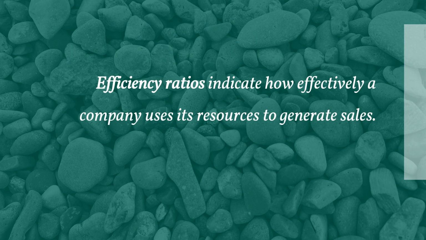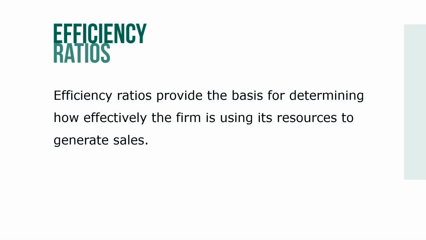Efficiency ratios indicate how effectively a company uses its resources to generate sales. Efficiency ratios provide the basis for determining how effectively the firm is using its resources to generate sales. A firm with $500,000 in assets producing $1 million in sales is using its resources more effectively or efficiently than a firm producing the same sales with $2 million invested in assets.